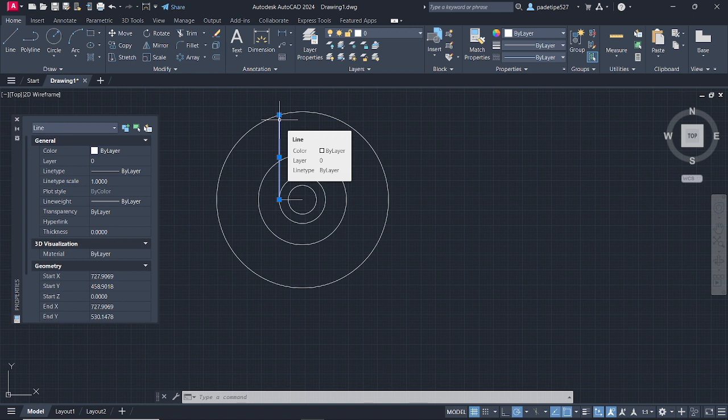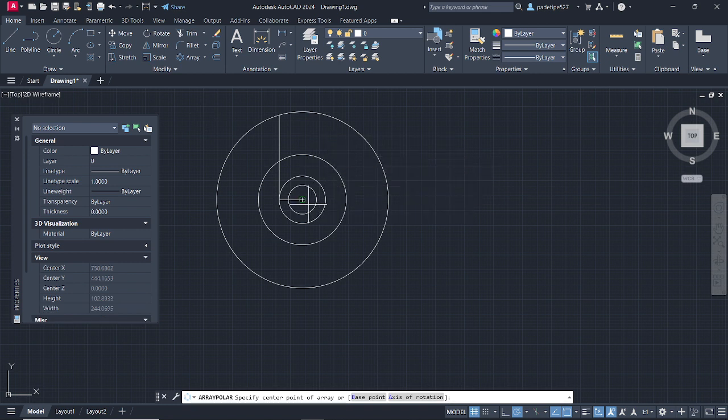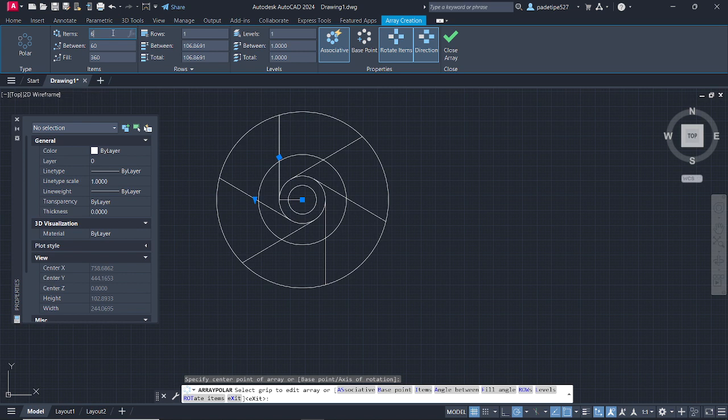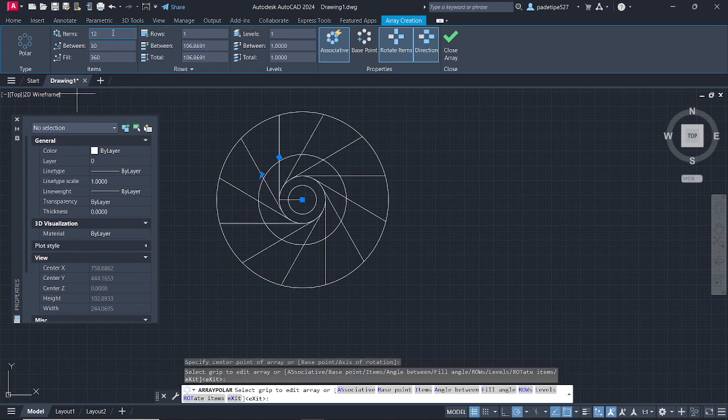So we say 360 divided by 30. That will be 12. So we need 12 of these lines. So what you just do is you come to your array here, your polar array. All right. Center of the array line is here. Then we come here and change this to 12. Change this to 12. So we have this.